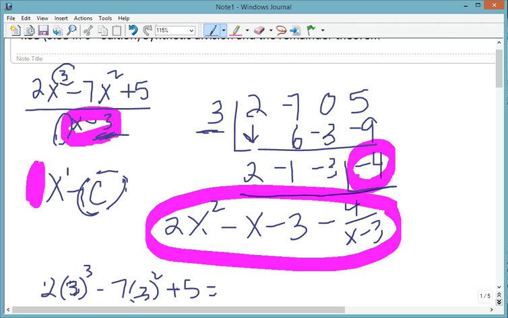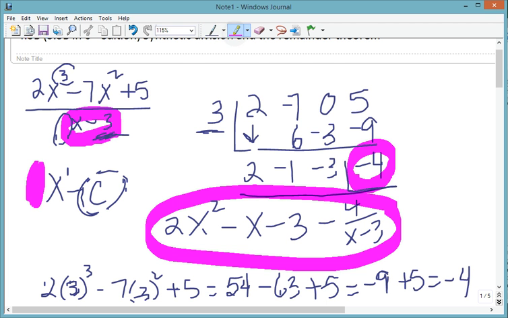All right, so 3 cubed is 27, and 27 times 2 is 54. And 3 squared is 9, and 9 times 7 is 63, plus 5. So 54 minus 63 would be negative 9, plus 5 gives me negative 4.